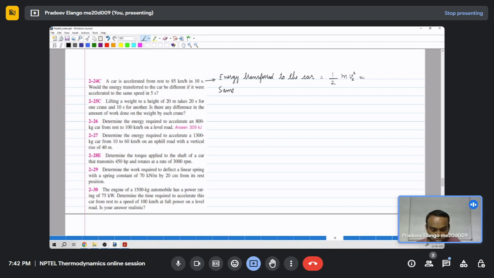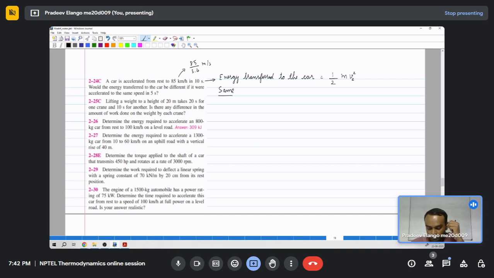And we can also calculate that 85 km/h is 85 by 3.6 meter per second. Anyway, the mass of the car is not given, so we can do this. So the answer is that it will be the same.